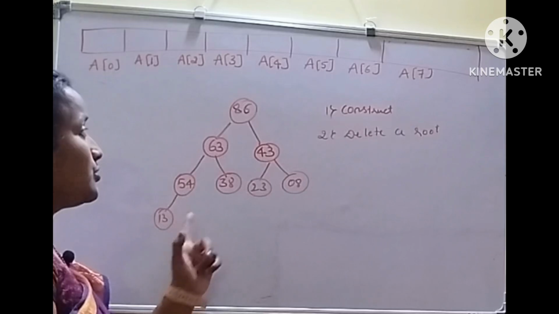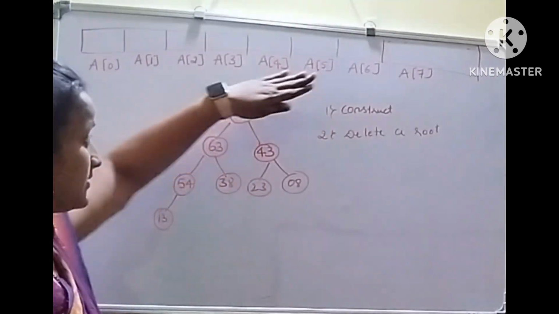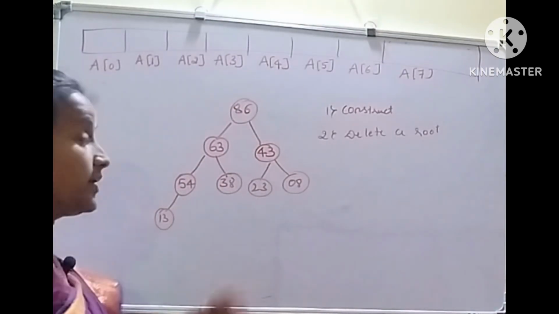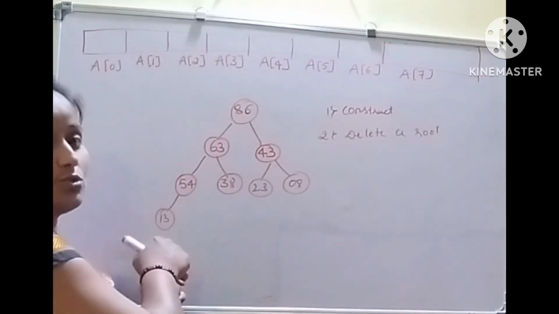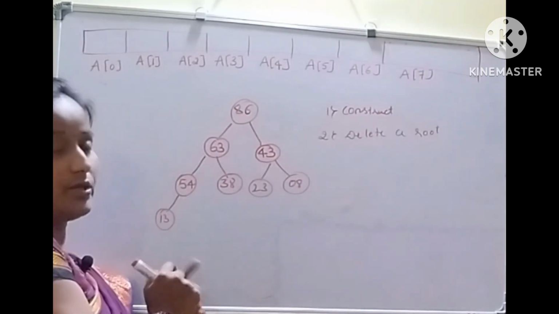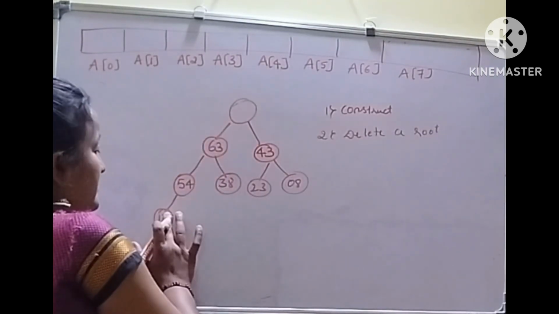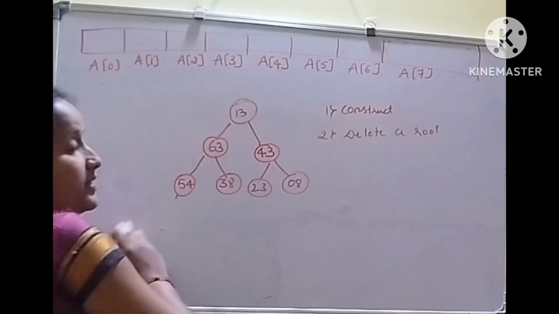Which is the root node here? 86 is the root node. We have to delete this. If I delete this 86 from this tree, what will happen to the remaining nodes? The last node of this complete binary tree should be placed as the root node here. Suppose I deleted this 86 and this 13 goes here. So 86 will be deleted.